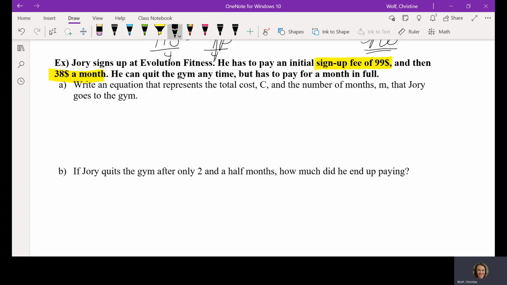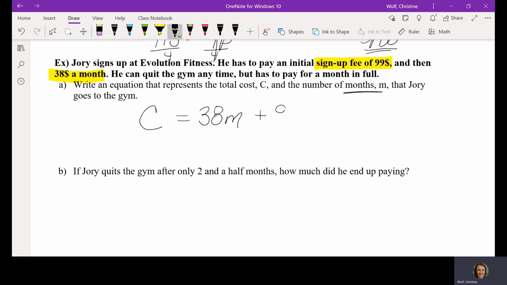So write an equation that represents the total cost, C, and the number of months, M, that Jory goes to the gym. So we want to figure out what Jory's cost would be to join this gym. Well, we know that he is going to pay $38 per each month that he's a member. That's for sure.